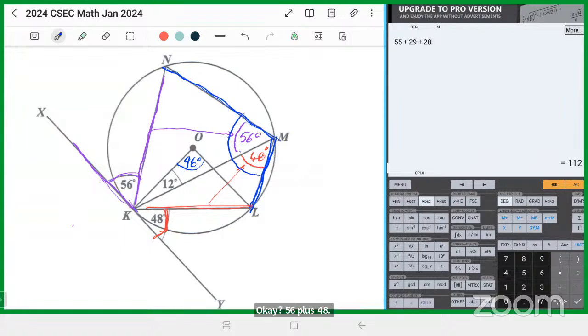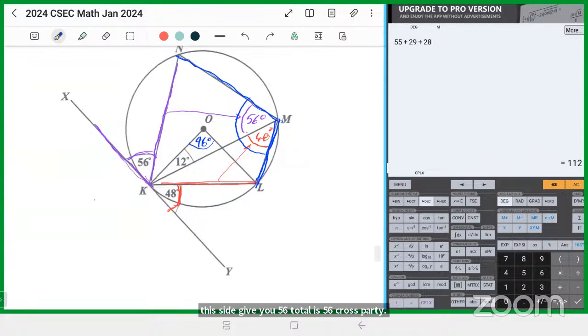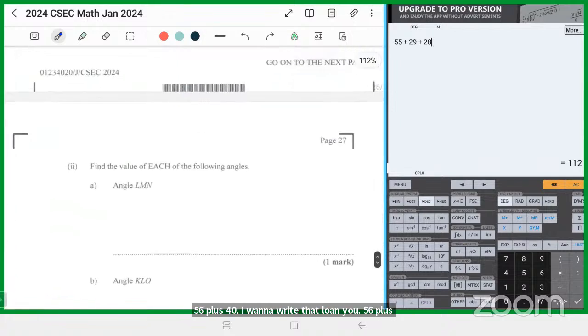But I said that the tangent and chord rule on this side gives you 48 here. The tangent and chord rule on this side gives you 56. The total is 56 plus 48. I'm going to write that down here: 56 plus 48. If you get it another way, that's fine.